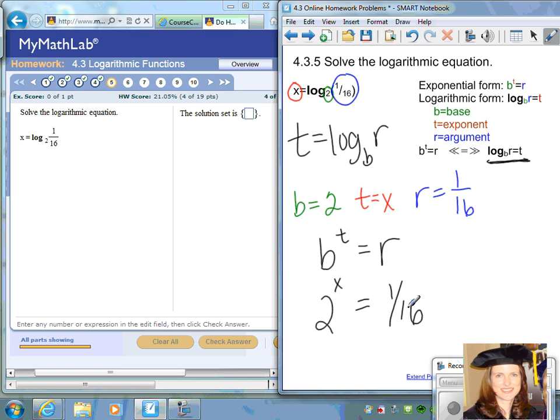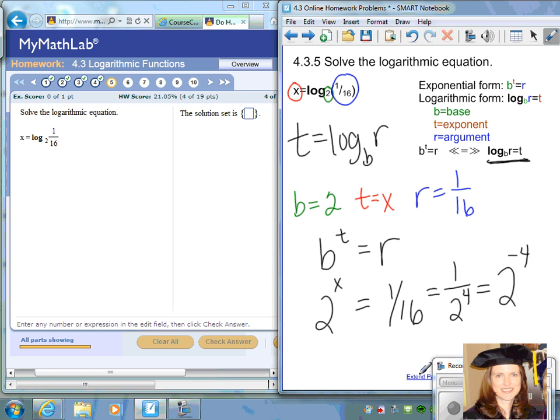Now this is one of those exponential equations that we did in section 4.2. 2 to what power will give you 1 over 16? Well, this 1 over 16 is the same thing as 1 over 2 to what power gives you 16? That's 2 to the 4th power. And 1 over 2 to the fourth power is the same thing as 2 to the negative 4.